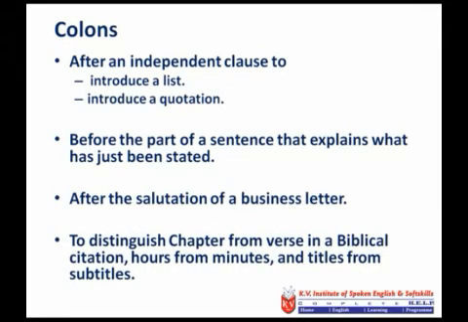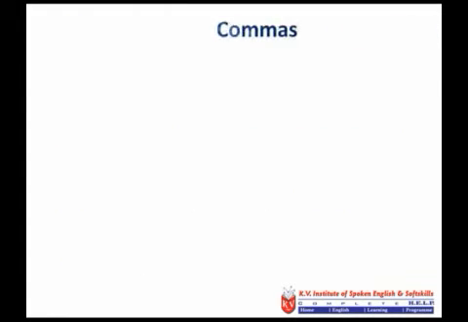You need to use a colon to distinguish a chapter from a verse in a biblical citation, hours from minutes, and titles from subtitles. Now let's see commas. Commas are the most frequently used marks of punctuation in English. In fact, commas occur in writing twice as often as all other marks of punctuation. Commas tell us how to read and understand sentences because they tell us where to pause.